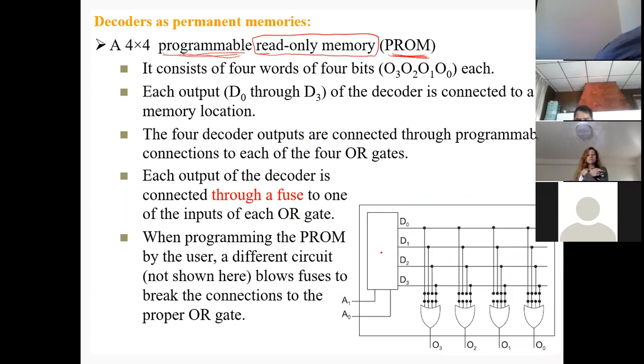So here we have the decoder, right? You know what it looks like. You already know this. Remember, we have X and Y. This is X. This is Y.